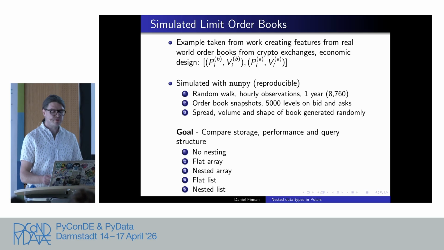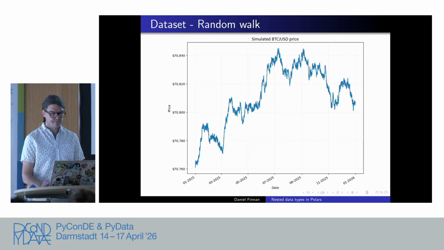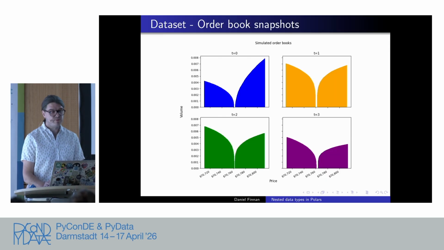So the goal is to compare the storage performance and the query structure, as I said, in particular looking at 5 different schemas: no nesting, a flat array, a nested array, a flat list, and a nested list. So just to show you the very basic idea with this random walk, I simulated these using a Bitcoin price from last week, which is around $70,000, but who knows where it'll be next week. It's very, very volatile. And the order book snapshots look like this.